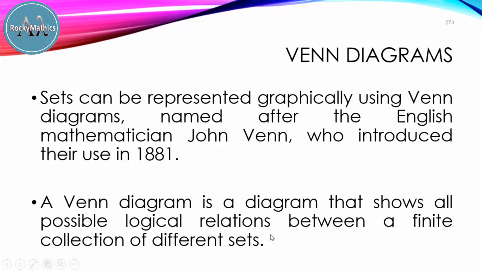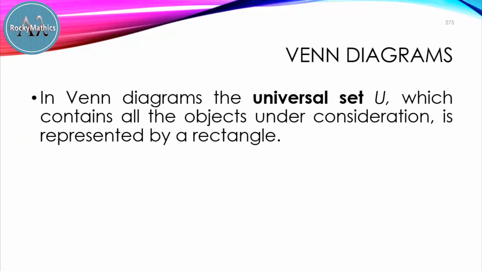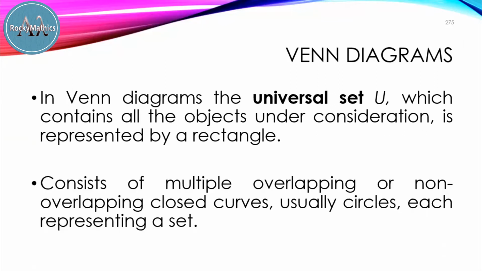Okay? Now, earlier we described the difference between pandemic and epidemic using a Venn diagram, because a Venn diagram is also used to compare and contrast two or more objects, events, people, or concepts. Now, in Venn diagrams, the universal set U, which contains all the objects under consideration, is represented by a rectangle. So we have here the universal set, which is denoted by U. A Venn diagram consists of multiple overlapping or non-overlapping closed curves, usually circles, each representing a set.